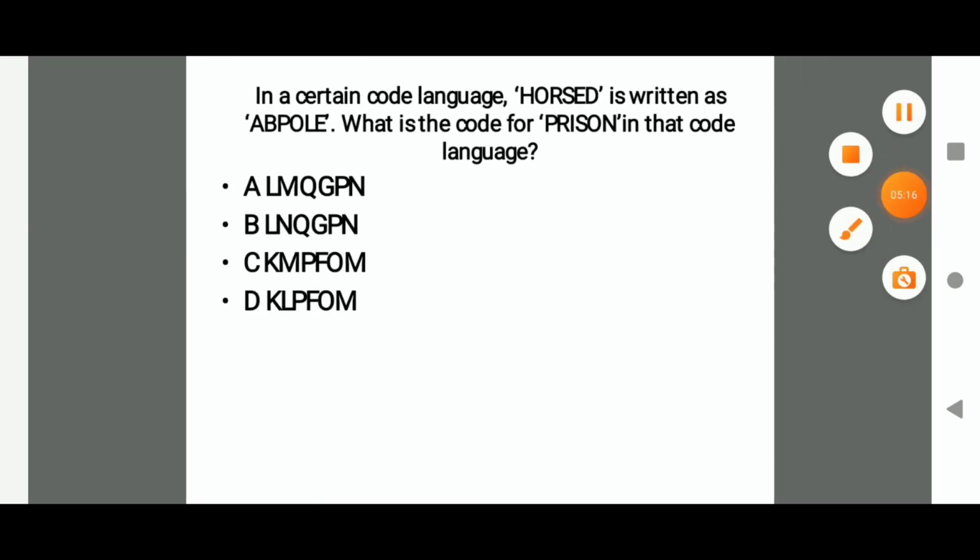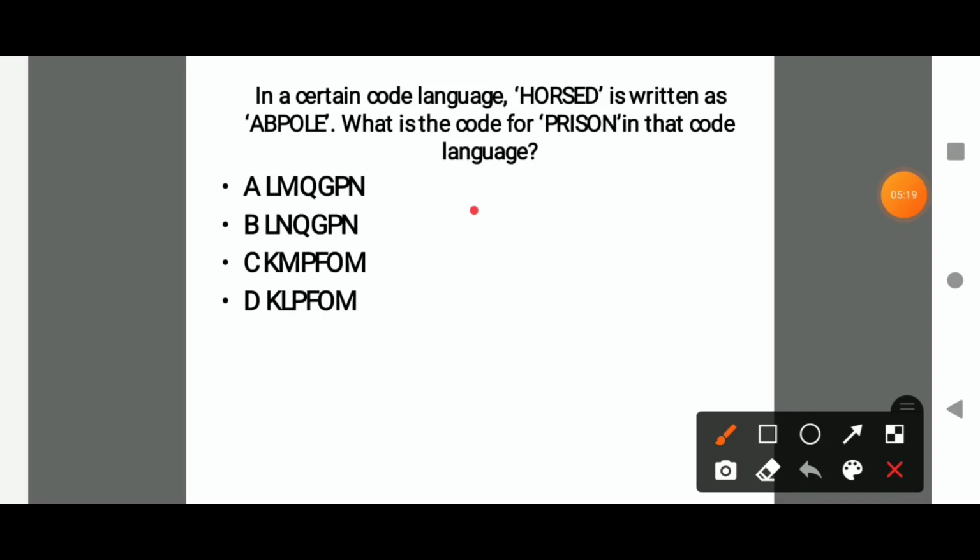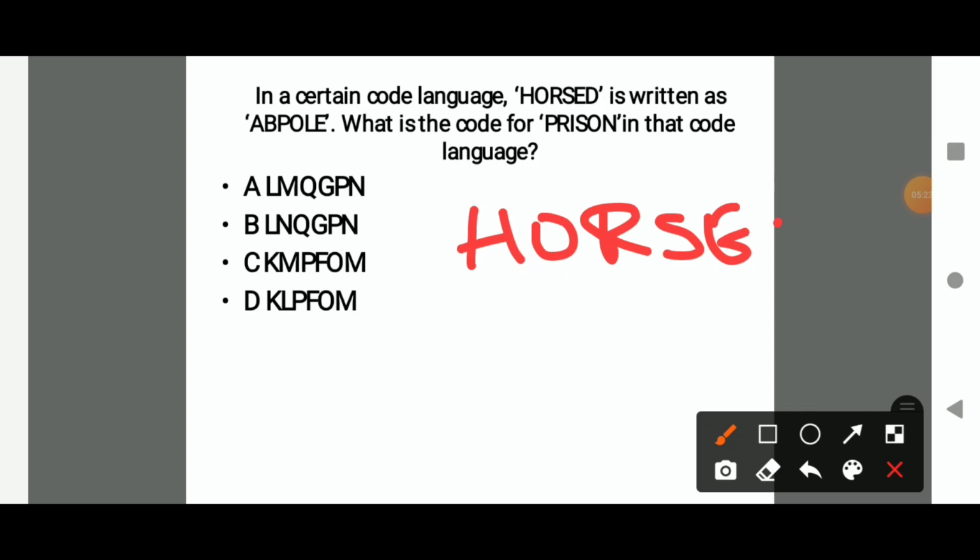The next one is horsed. Horsed is coded as epipole.